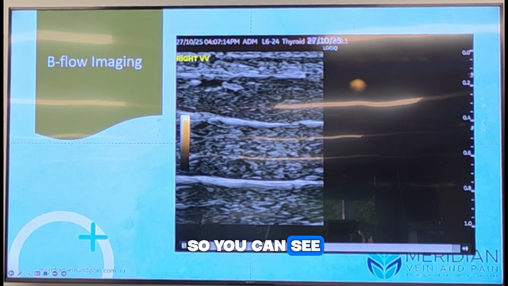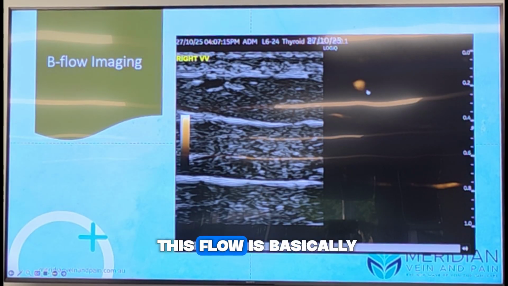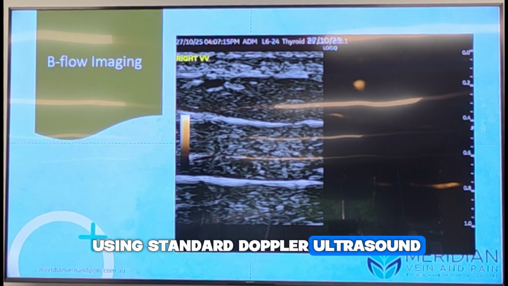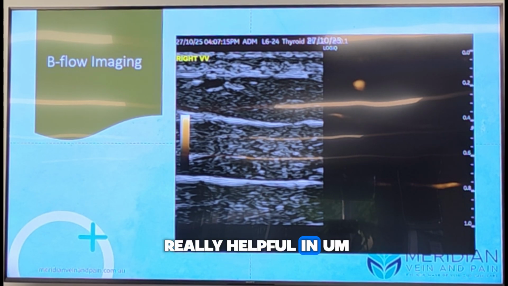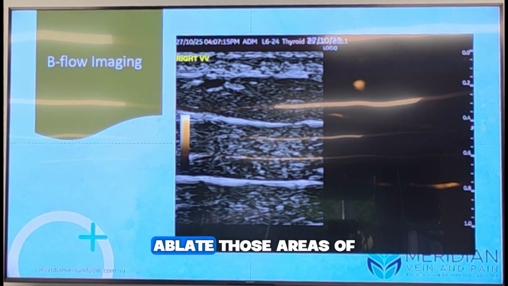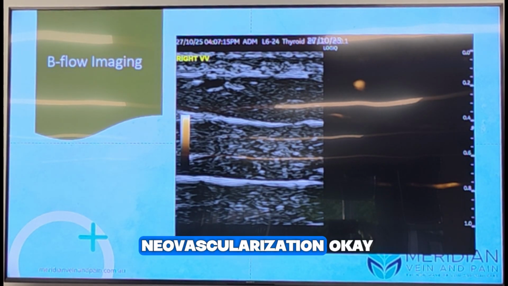So you can see this flow is basically much slower flow than you would be able to insonate using standard Doppler ultrasound. So that can be really helpful in venous malformations, but it can also help in guiding your needle when, for example, you're trying to ablate those areas of neovascularization, okay?